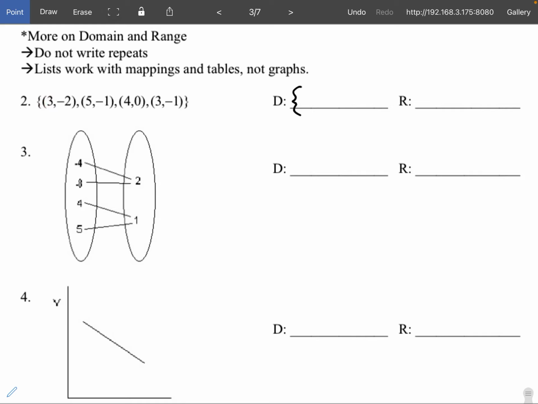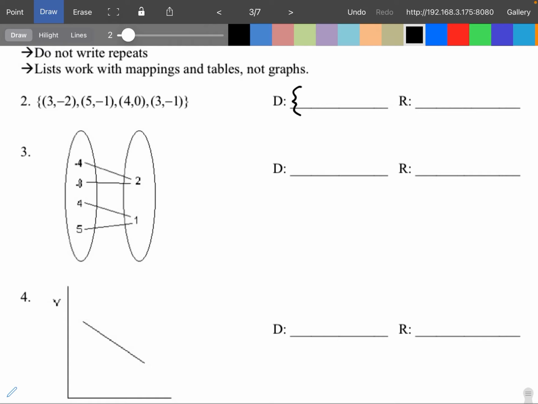So the only x values we have are 3, 5, and 4, correct? You guys see that it repeats right there? So you don't need to write the 3 more than once. You have a 3 for an x value here and a 3 for an x value there. So when you write the domain, again, that's a set of all the x values. We'll put them in numerical order. So that's just 3, 4, and 5. That's all you got.